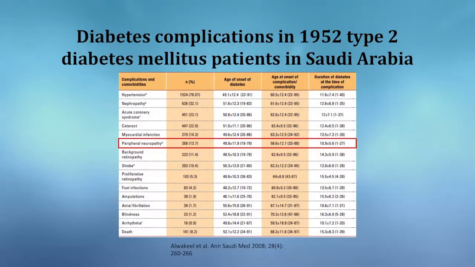In our study, as we said, peripheral neuropathy will occur in Saudi patients around 13.2%, which is less than what we just said, about 50%. But remember, it is a very common complication, and it's usually the first to occur. You can see the median is around 10 years, plus or minus 2, compared to the others which were around 12 and 13 years.